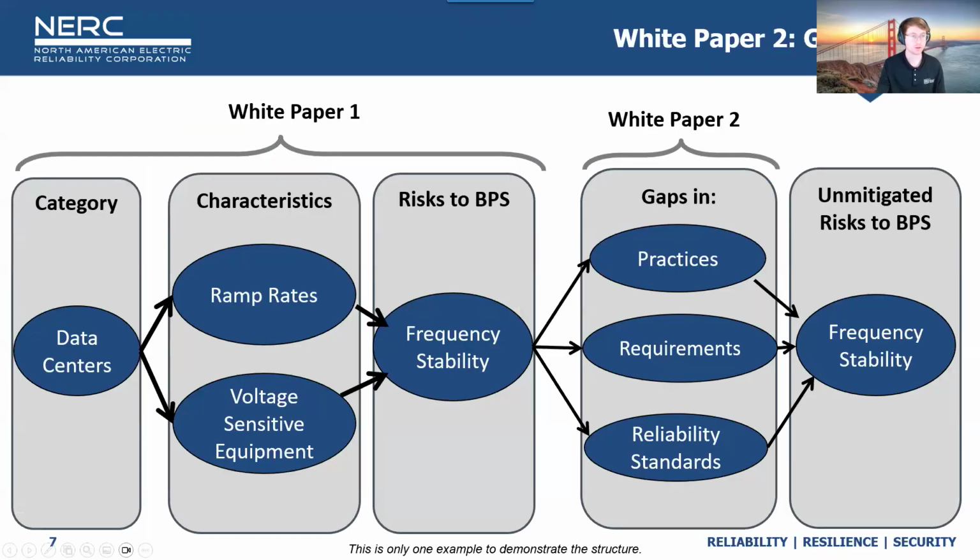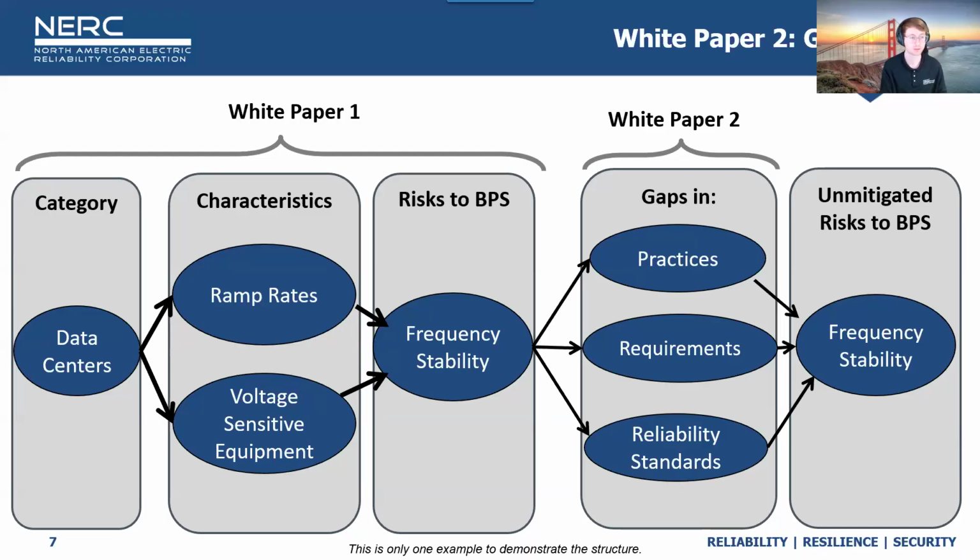So this is kind of a visual view of what the papers look like and what they're aiming to do. White paper 1 really aims to say, all right, these are the categories of large loads, and these are the common characteristics. Based off of those characteristics, we see risks to the BPS in, for example, frequency stability. And so that's pretty much where white paper 1 stops, and white paper 2 picks it up and says, all right, for frequency stability or all the other risks, where are the current gaps in practices, requirements, and of course, NERC reliability standards? Through that, they identified specific gaps in the risks to the bulk power system.